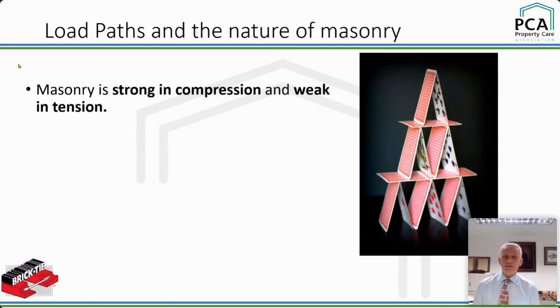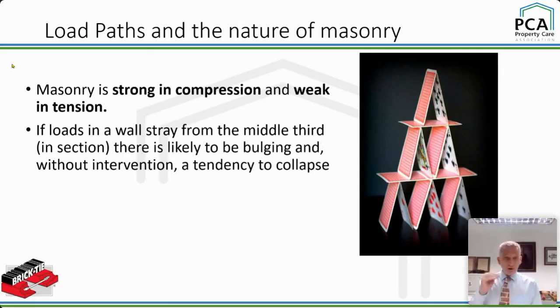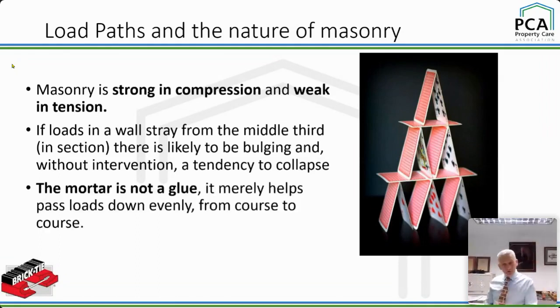But they're very weak in tension. Masonry is very weak in tension. Okay, if you try to drag a building one side to the other, or if one part wants to just move slightly away from another part, it's going to rip, it's going to tear. That's what we mean. If loads stray from the middle third in section down a wall, then there's likely to be a bulge, because we want the load path to go down the middle. Right, there's likely to be a bulge. If we ignore that bulge, then those collapses that we've seen, they're going to happen. All right, so bulges are important. And the third point, there's loads of points, but we just want the most important ones, is that the mortar is not a glue.